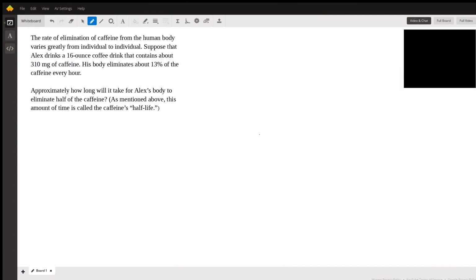This has to do with exponential decay. In this case, it's radioactive decay. So we have a situation that's calling for us to use this general formula, which I'm going to put up here in red, because I'm hoping that you'll remember to memorize it.